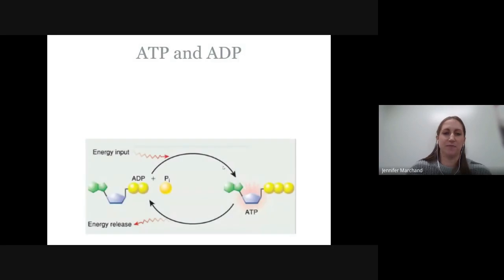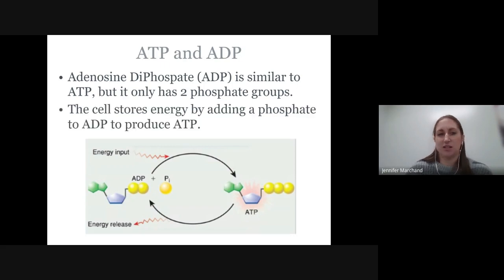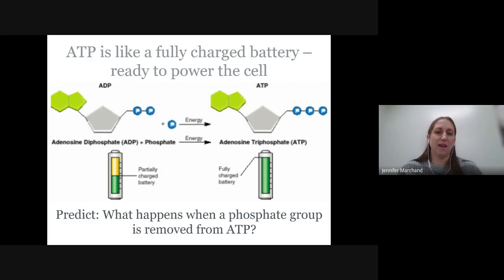Okay, so there's a little bit of a difference between ATP and ADP. ADP is a diphosphate group, so that means it only has 2 phosphates. And it's very similar to ATP, it just lacks the 3rd phosphate group. The cells store energy by adding a phosphate group to ADP to produce ATP. ATP is like a fully charged battery cell, whereas ADP is only partially charged.